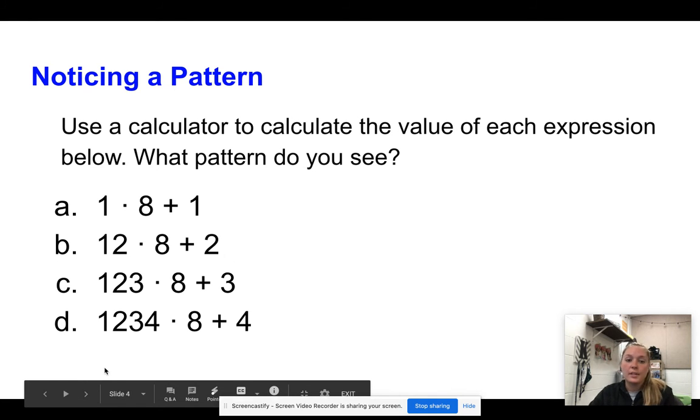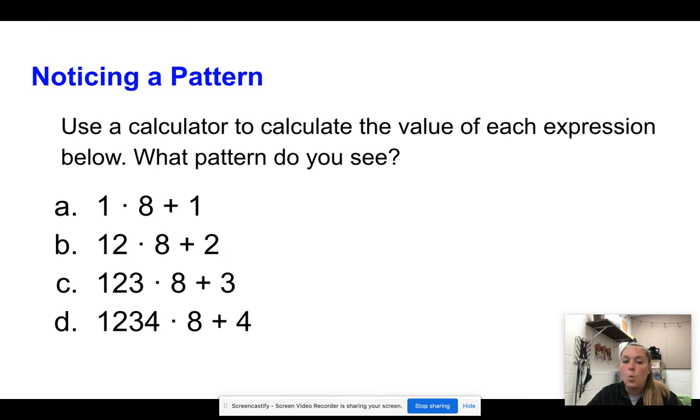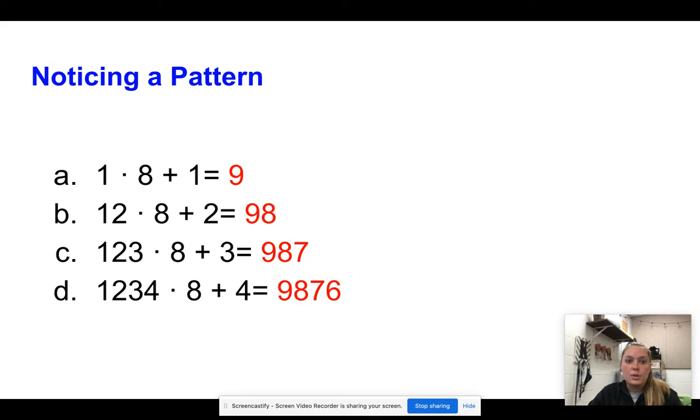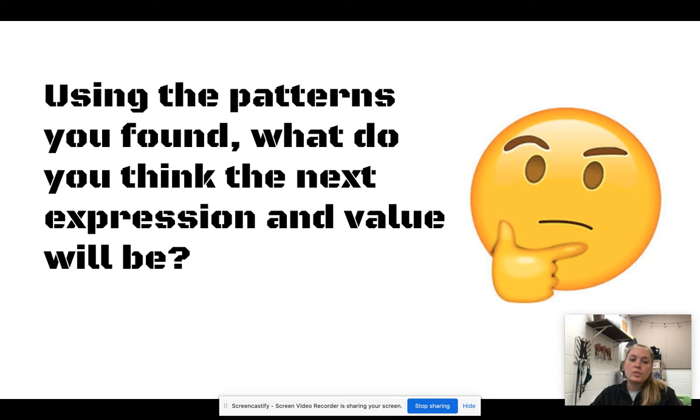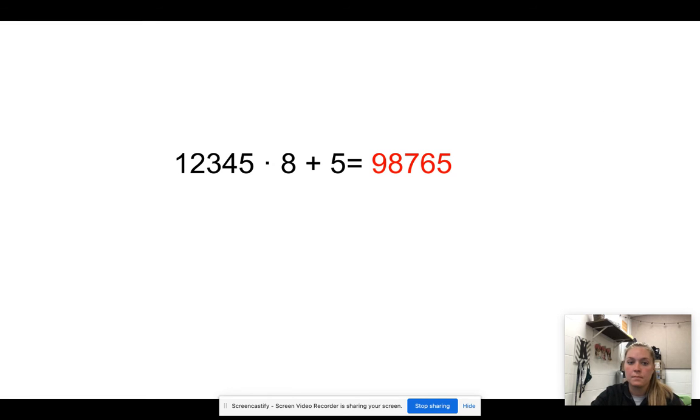Now I want you to use a calculator to calculate the value of each expression and tell me, what pattern do you see? So in red, you'll see the values of the expressions. Each time you move forward in the pattern, the value gains a digit. That digit is decreasing from 9. So from 9 to 9.8 to 9.87, and so forth. So using what we just talked about in the patterns that we saw in both the expression and the value, what do you think the next expression in value will be? And here it is.